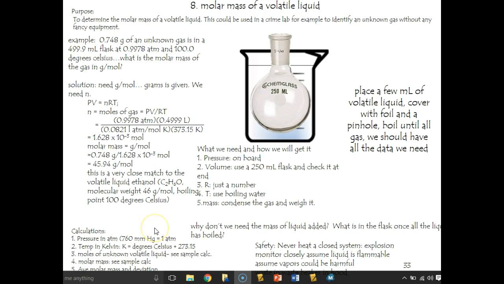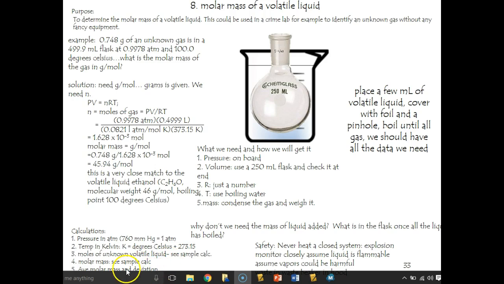Here are the calculations that we will need today. We need 5, count them, 5 calculations. That includes the pressure in atmospheres. Make sure you get atmospheres. It'll either be written on the board or you'll measure it using an instrument. The temperature in Kelvin, not Celsius, add 273.15 to your Celsius to get Kelvin. The moles of the unknown volatile liquid, that's shown up here. The molar mass, see the sample calculation, and the average deviation from the molar mass, which we've done several times in this lab.